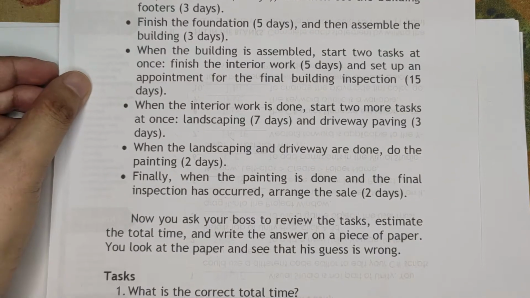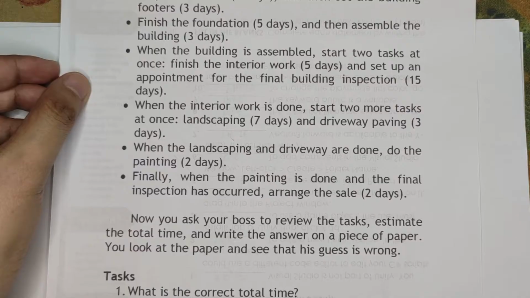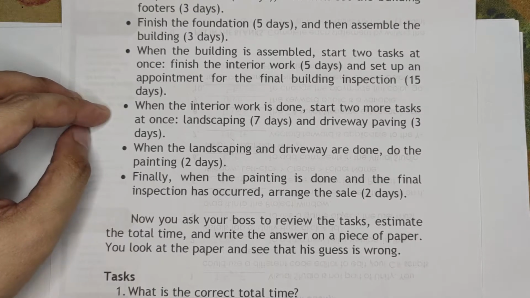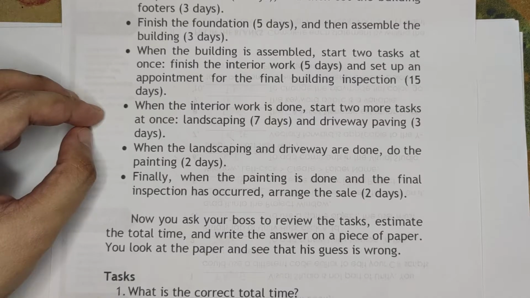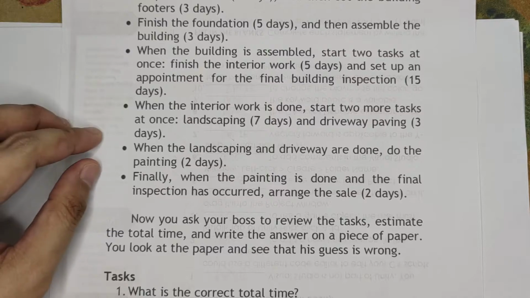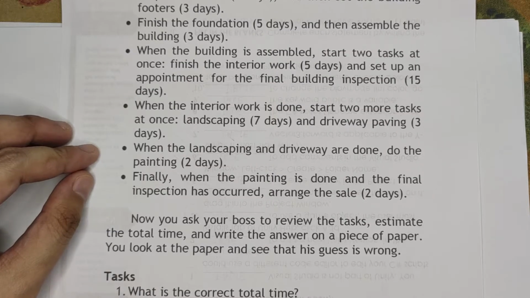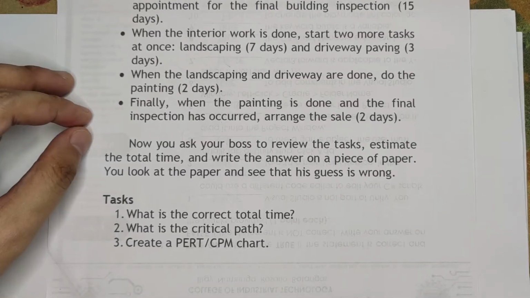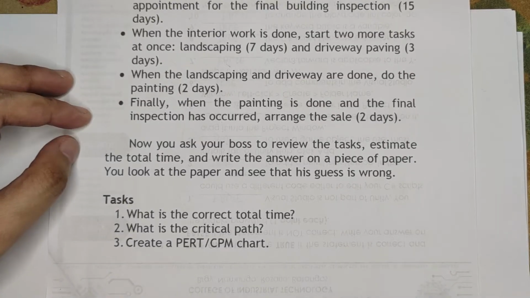Then next, when the interior work is done, start 2 more tasks at once: landscaping in 7 days and driveway paving in 3 days. Then when the landscaping and driveway are done, do the painting. Finally, when the painting is done and the final inspection has occurred, arrange the sale in 2 days. So now you ask your boss to review the tasks, estimate the total time, and write the answer on a piece of paper. You look at the paper and see that his guess is wrong.